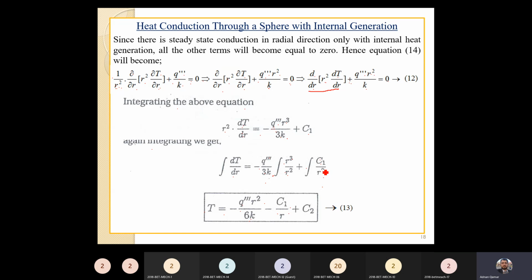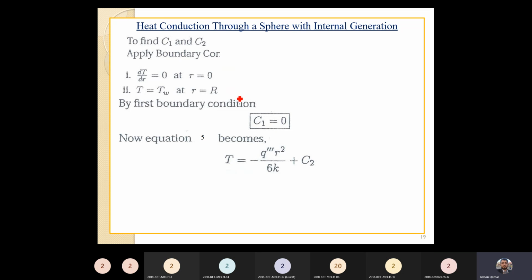And when you take the integration of this, this positive would become negative plus c2. So now by solving this equation, you can get the values of c1 and c2 if you apply the boundary limits, and then you can simplify this equation for temperature distribution.